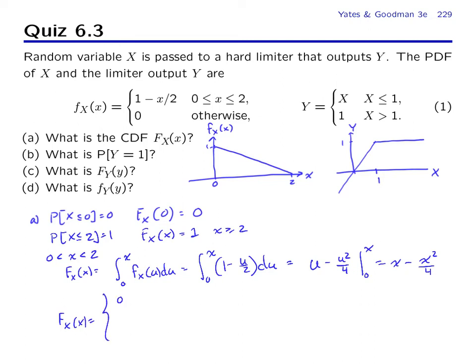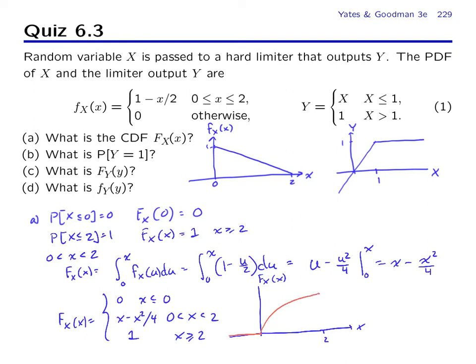The CDF is 0 for x less than or equal to 0. It's equal to x minus x squared over 4 for x between 0 and 2. And it's equal to 1 for x greater than or equal to 2. And if we wanted to plot this, here's 2, and the function is 0, and it goes up like a quadratic, something like that. And then it flattens out and is simply equal to 1.